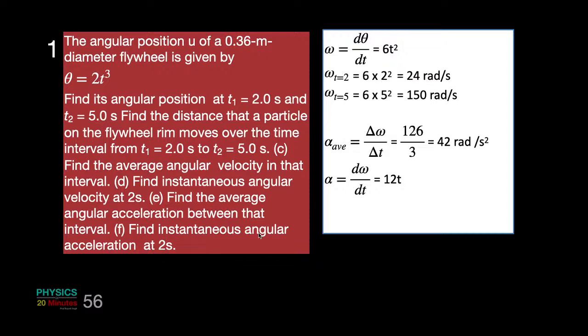How do you get instantaneous angular acceleration? The last thing. You take omega equation as 6t square and take its derivative. Its derivative will give you 12t. So at t is equal to 2 seconds, you get 24 radian per second square.